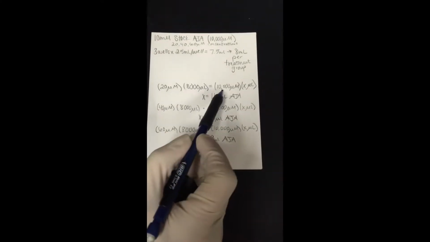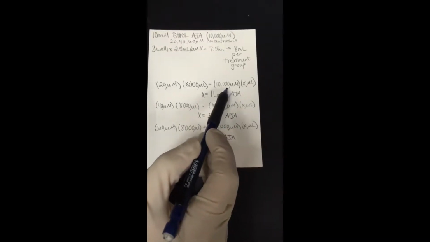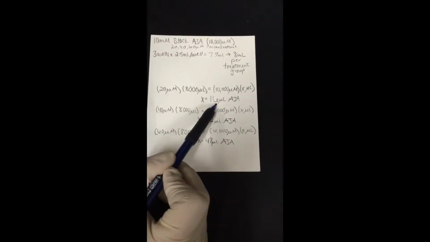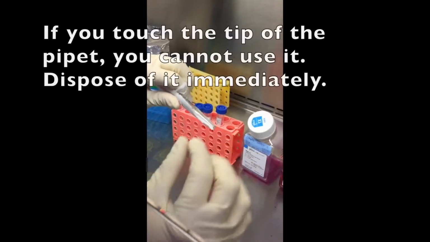So to find how much of the drug I need to put in, I'm going to do my 20 micromolar, which is the concentration that I want, and 8,000 microliters, which is the volume I want. And then on the other side I have the concentration of the stock solution. We're going to find how many microliters of the stock solution we need. So that gives me 16, and then do the same thing for the 40 and the 60. So I need to add 16 and 32 and 48. Okay, so I'm going to add that.